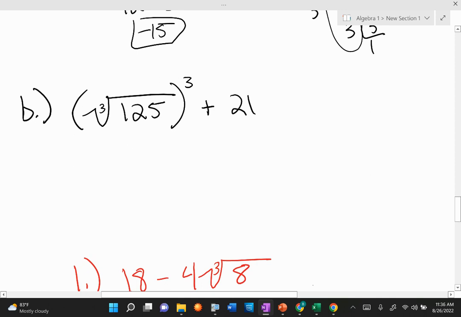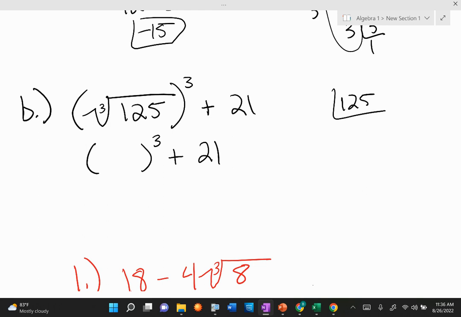Okay. So first we're going to do the inside of the parentheses, correct? So we have to simplify that radical. What is the cube root of 125? We have parentheses right here with the cubed on the outside plus 21. If we do our prime factorization for 125, we take it down to 5, just like you guys said. I'll put it right here so you can see the work.